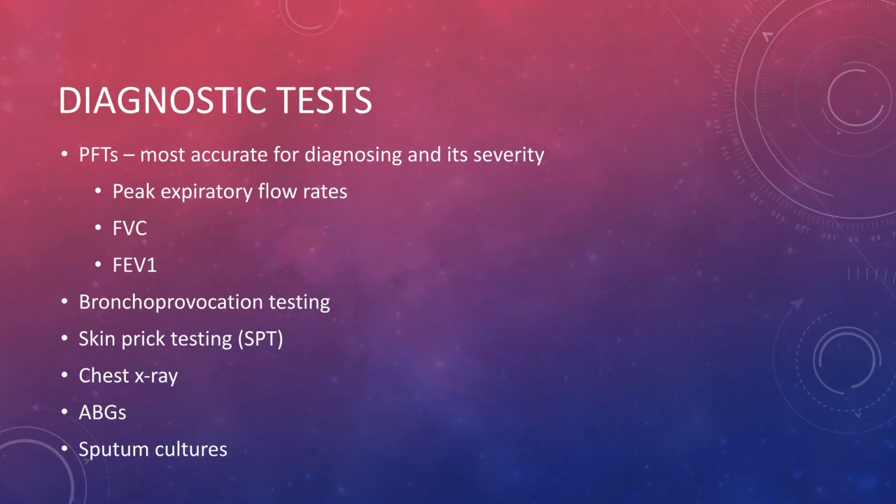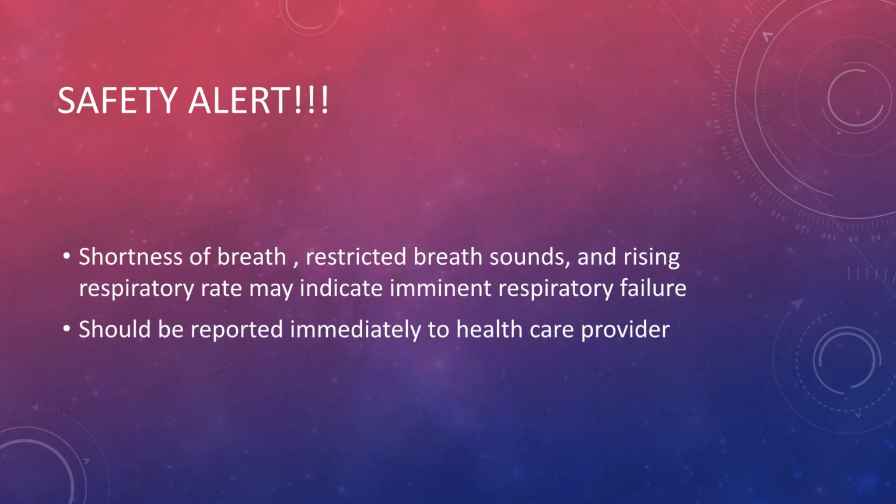Diagnostic tests for asthma include pulmonary function tests, which are most accurate for diagnosing and assessing severity, such as FVC and FEV1. Other tests are bronchoprovocation testing, skin prick testing, chest X-rays, and ABGs. A safety alert for asthma is that shortness of breath, restricted breath sounds, and a rising respiratory rate can indicate imminent respiratory failure. These signs should be reported immediately to a healthcare provider.